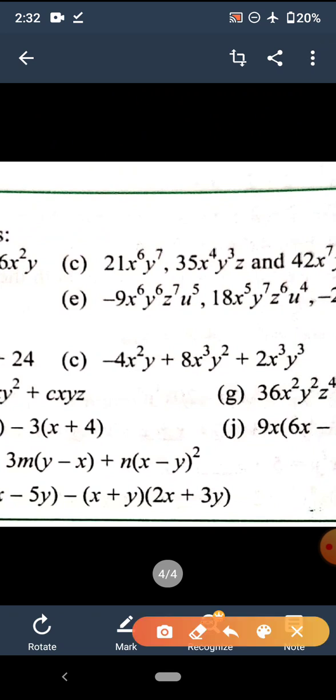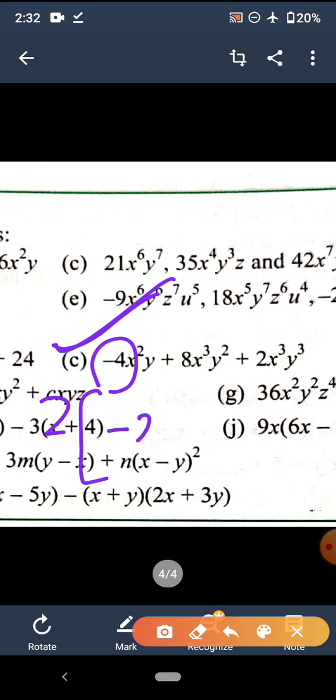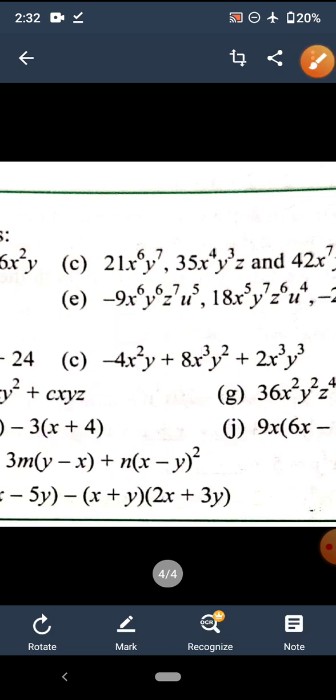And then what is common here in the C part? What are you watching here? Minus 4, minus 2. 2 can be taken as a common. In the C part, 2 can be taken. What is left here? Minus 2. Minus 2 is left. What is left here? 4 is left. What is left here? 1. Now take the least power of the variable.